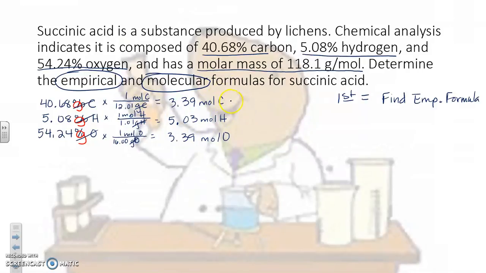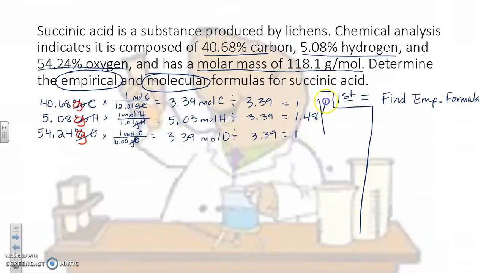All right, next step is divide by the smallest mole. So to divide by the smallest mole, and since 3.39 is the same for both, we divide by both, which gives us 1.48, which would round to 1.5, and 1. But we don't want that. We want a whole number, right? So we're going to multiply all of these by 2, which gives us 2, 3, and 2. So 2 carbons, 3 hydrogens, and 2 oxygens. So our empirical formula is C2H3O2.